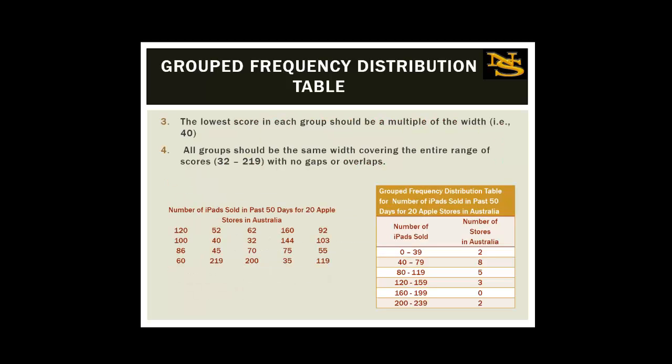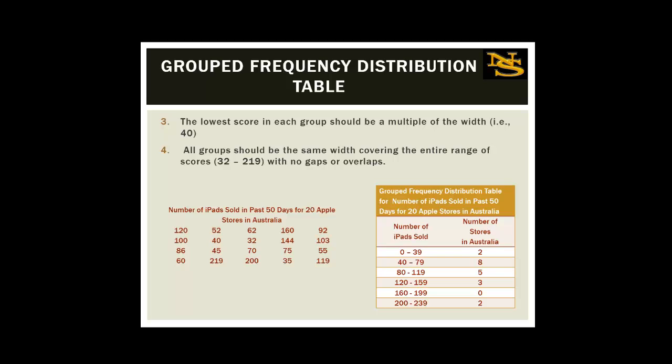So now we need to create the table. Just like before, the first column represents the values that you're interested in in your data set. The second column represents the frequency of all of those values. Or in this case, we're looking at how many stores had a particular number of iPads sold in the past 50 days. Now, what I usually do is I start to think, okay, I know I need to cover the entire range of scores in my data set.